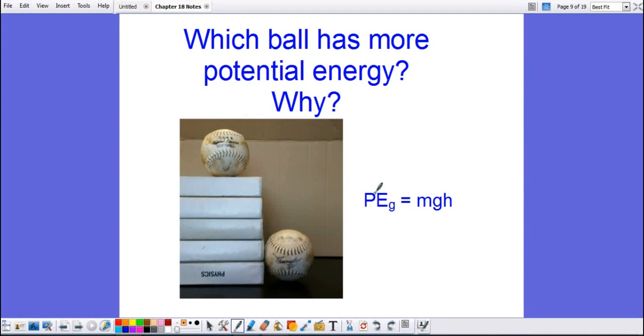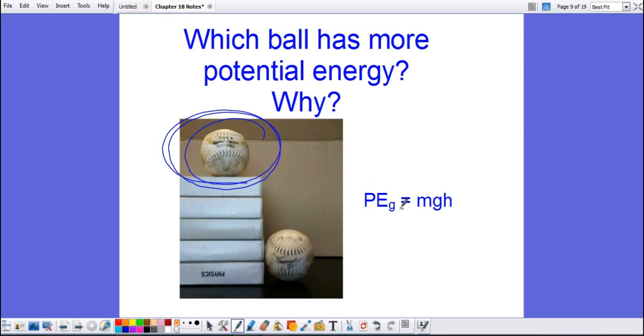So we're going to talk about electric potential, but before we do, we're going to go back and review gravitational potential energy, just as a lead-in, okay? So which ball in this picture has greater potential energy and why? Well, if we're looking at these two, I would say the one at the top. It's got greater potential energy.